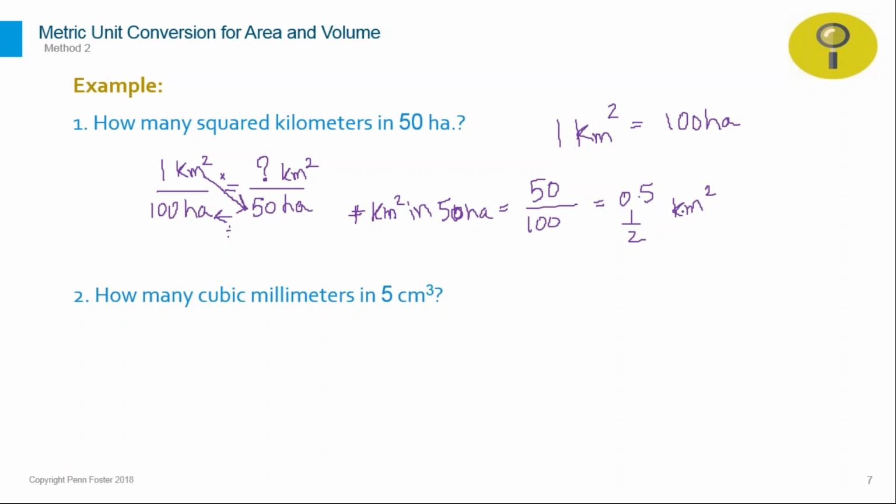Okay, let's look at the second question. The first question was area. And how did I know that? Because we have square kilometers. And the question will always ask you to convert an area unit to another area unit. There is no way that the question will ask you to change an area unit to a volume unit. It doesn't have a meaning.